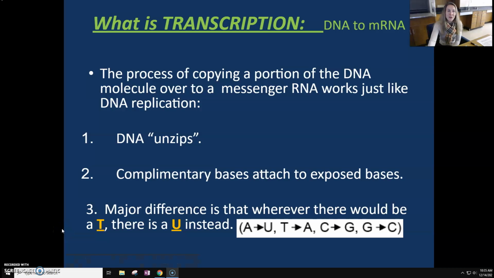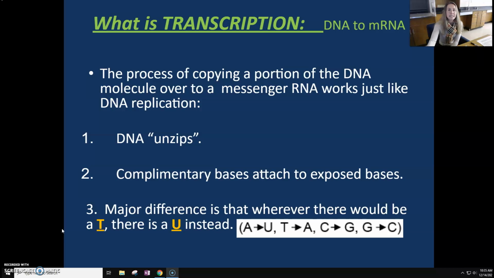So now we're going to learn about transcription. Transcription is the process where the DNA molecule, which is our parent strands of DNA, are copied or rewritten onto mRNA. So mRNA is the messenger, and we're going to see this process of copying a portion of the DNA molecule over to a messenger RNA. And it works very similar to DNA replication.